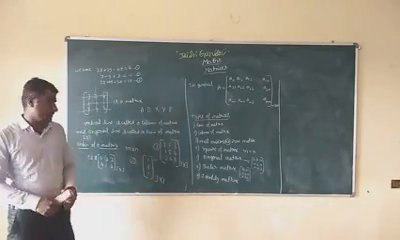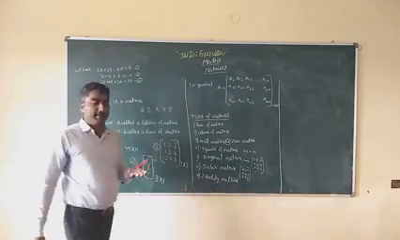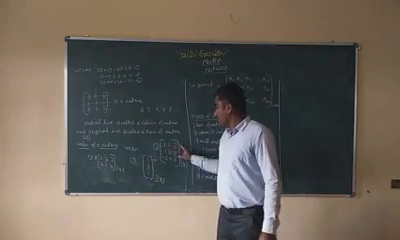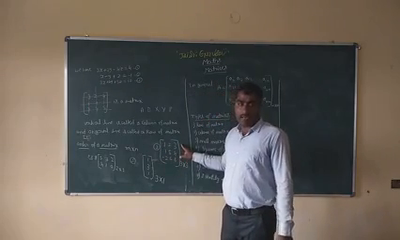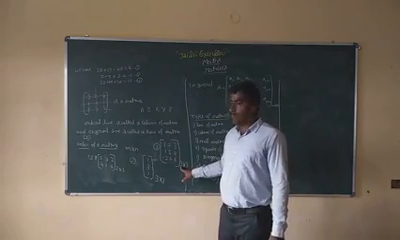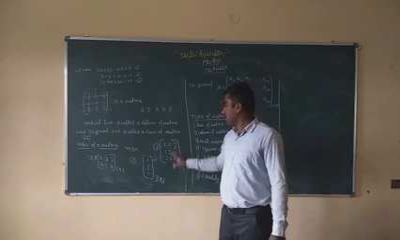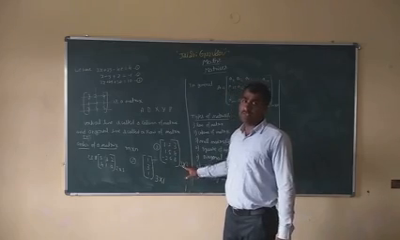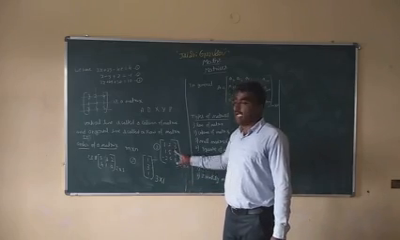3 cross 3 matrix. Order of matrix means how many rows and columns are there. That is the order of matrix. First row, second row, third row. There are 3 rows. Therefore, 3. How many columns? First column, second column, third column. Therefore, it is also 3. 3 cross 3. 3 into 3 is the order of its matrix.